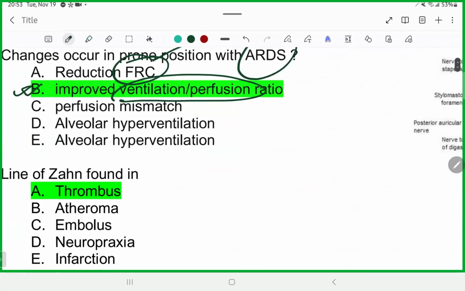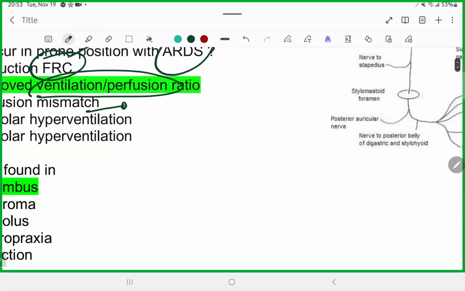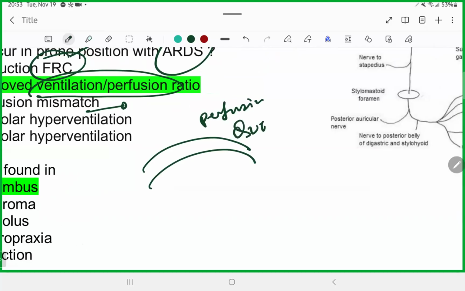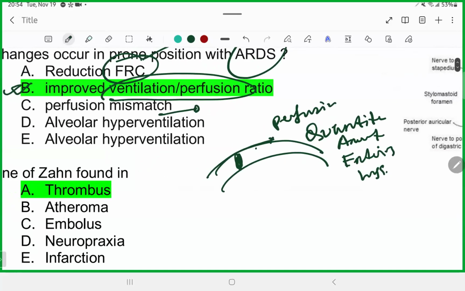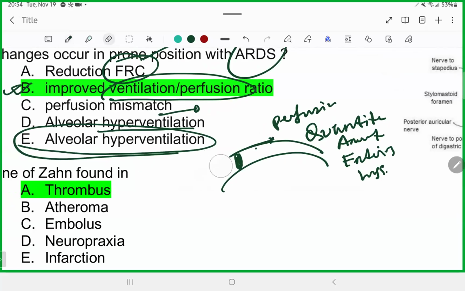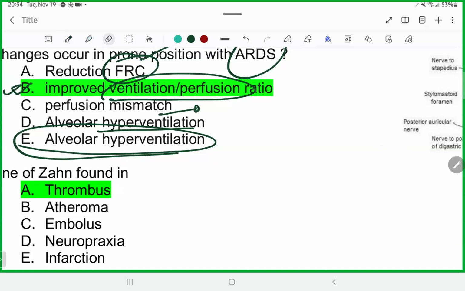Perfusion mismatch? No. Perfusion is the quantity or amount of blood entering the lungs. So, to have a mismatch in perfusion, you have to have some clot inside it or something like that. Alveolar hyperventilation, no. We could not remember another choice. This is a typing mistake. Anyway, the answer is improved ventilation perfusion ratio. We all know it.